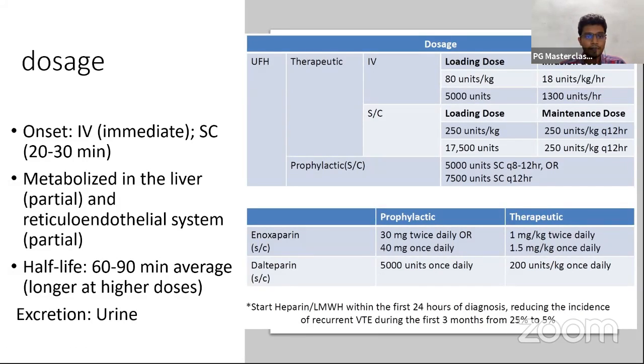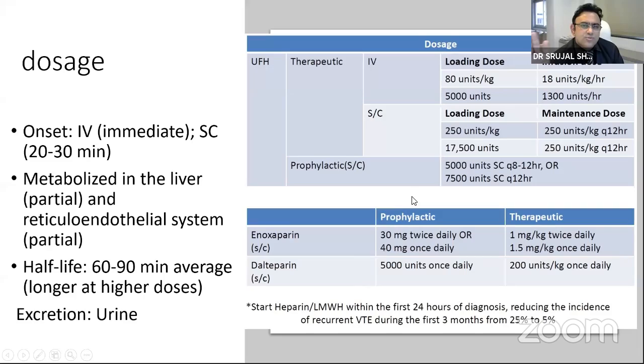Does it make any difference if we give heparin? See, we have got 6 hourly, 8 hourly, 10 hourly. Sujal bhai, what will be the ideal way of giving heparin? So for prophylactic purpose, 5,000 subcutaneously 8 hourly or 12 hourly should be fine.